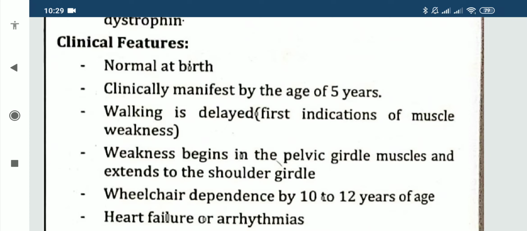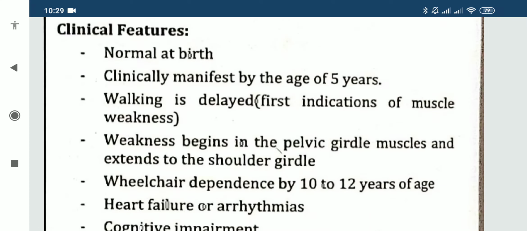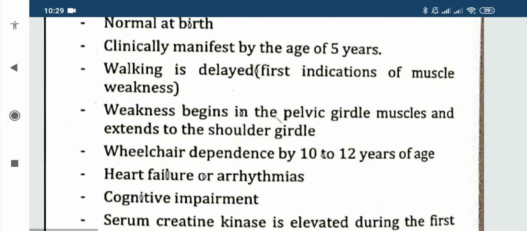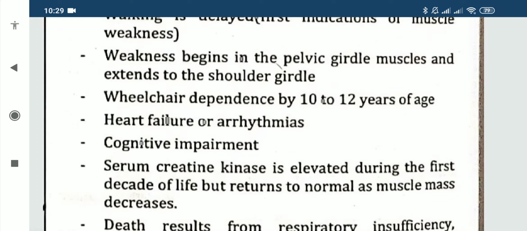Clinical features: the children are mostly normal at birth, but at the age of 5 years there is weakness in the muscles and difficulty in walking. There is weakness in the pelvic and shoulder girdle, and they depend on a wheelchair by 10 to 12 years of age.